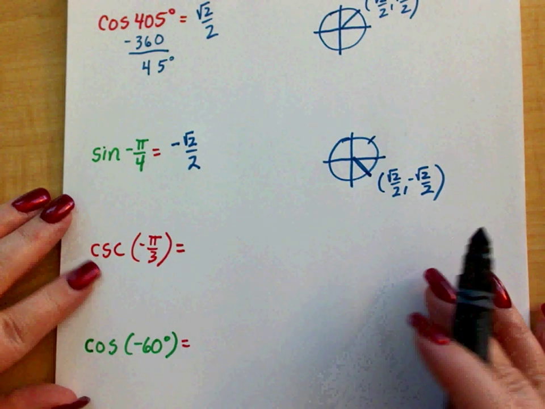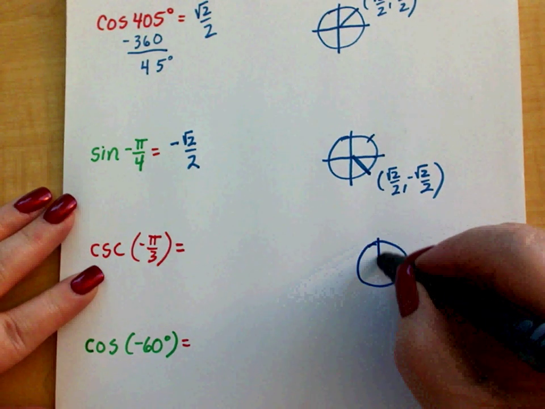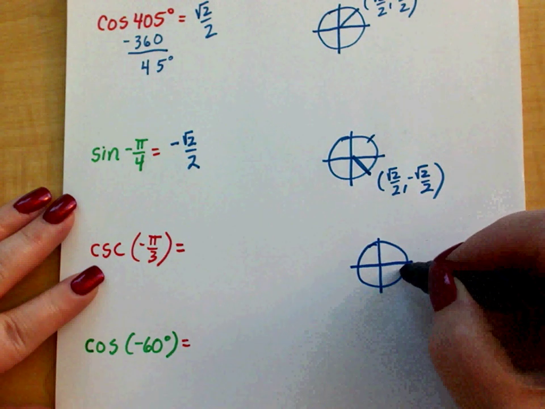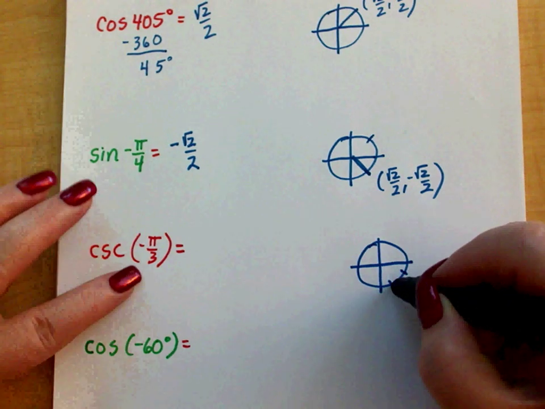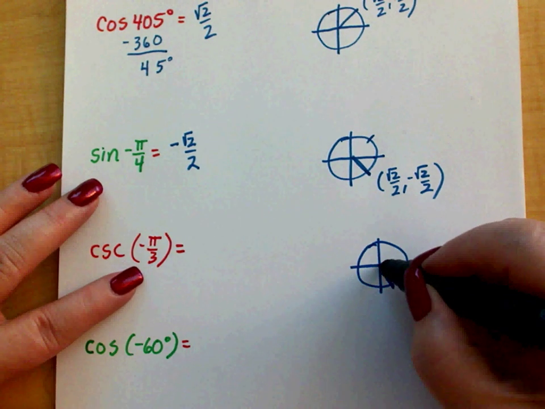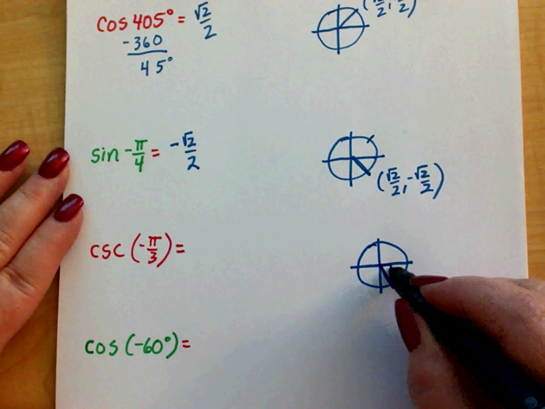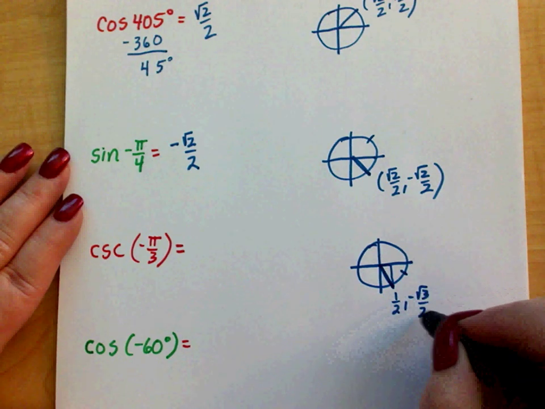Alright, next one says cosecant of negative pi over 3. Alright, remember negative pi over 3 is like negative 2 pi over 6. So if you go negative pi over 6, negative 2 pi over 6, which is negative pi over 3, that's going to be your angle right there. Remember this one goes over a little, down a lot, so over 1/2, down square root of 3 over 2.